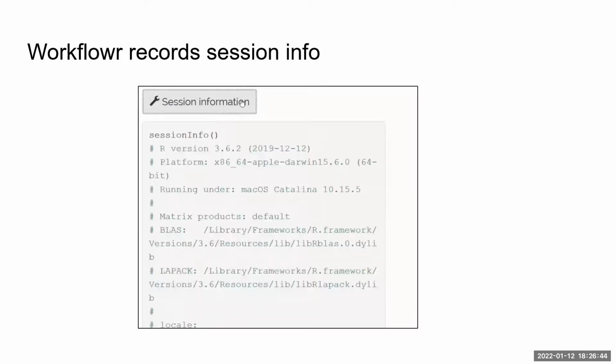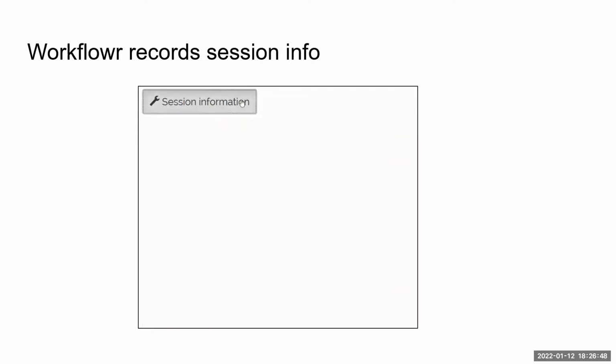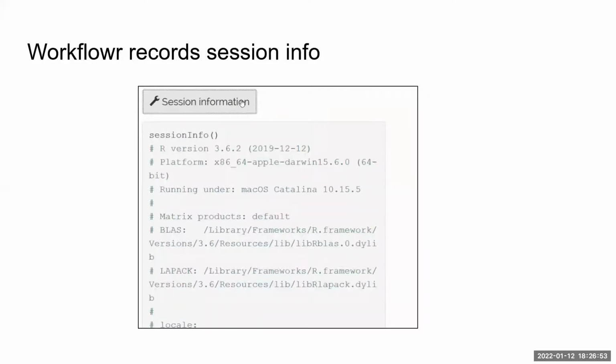But if you are having trouble reproducing your own work or someone else is trying to, they can quickly look at this and see what the version of R was, what the operating system was, the version of all the packages. They can say, oh, I'm using a different version of R. Maybe that's the issue, and they can try and troubleshoot that way.